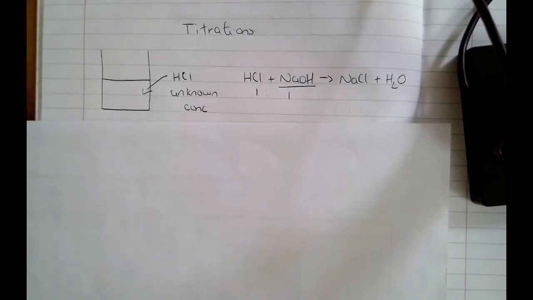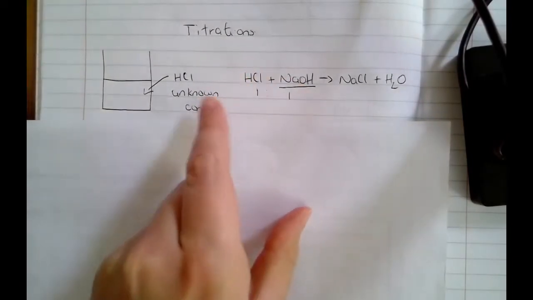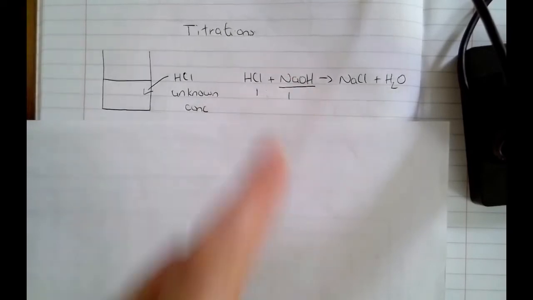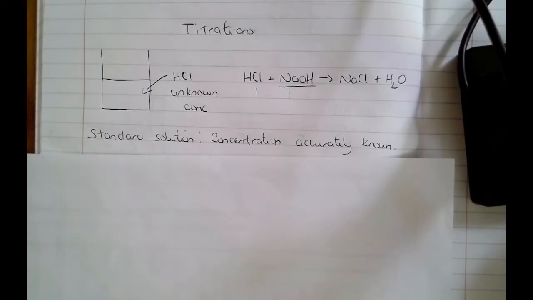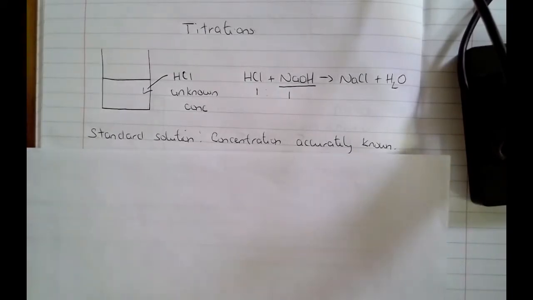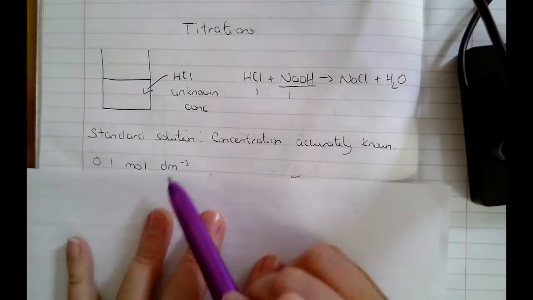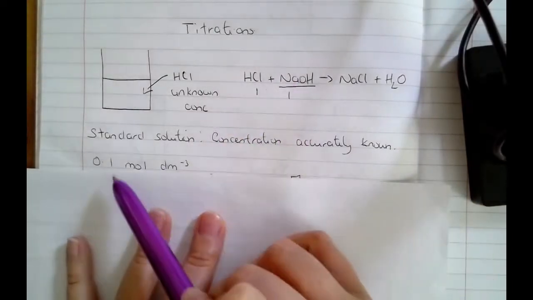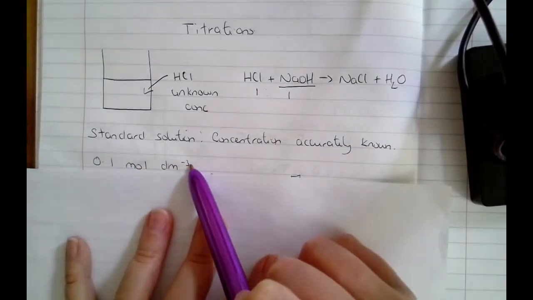So in order for this to work, whatever I've decided to titrate my unknown against, I need to have a standard solution of that. And by standard solution, I just mean a solution where the concentration is accurately known. And to ensure you know that concentration accurately, you're going to make it up yourself. So let's say, for example, I'm going to make up sodium hydroxide and I want it to have a 0.1 mole per decimeter cubed. That's the concentration I want it to have.